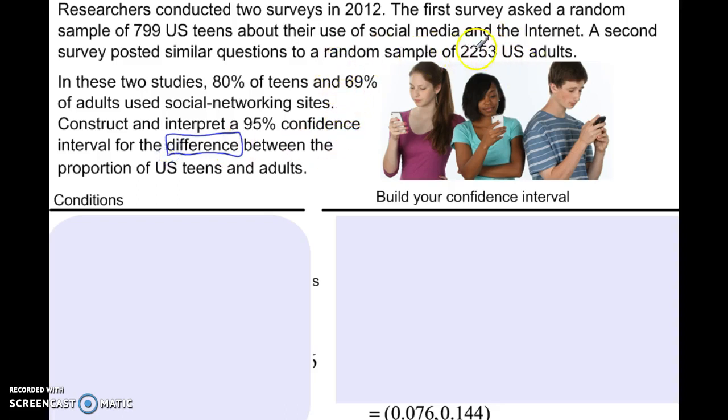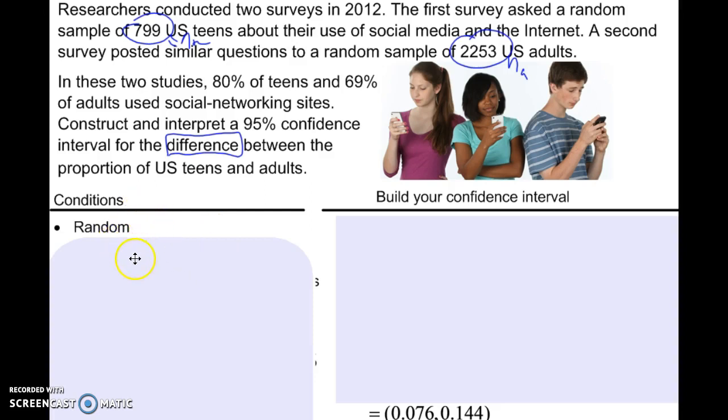There are definitely two different samples. This is one of the n values. This might be n of the teens, and this one might be n of the adults. And then they have two different proportions here. So we want to go through and start building our interval. So let's look at conditions first.